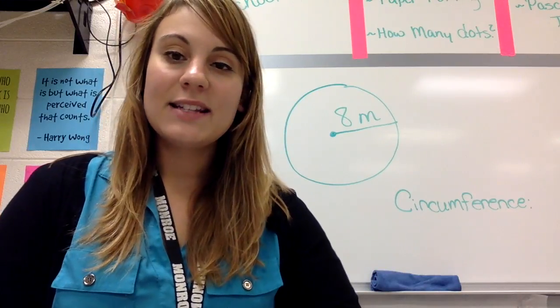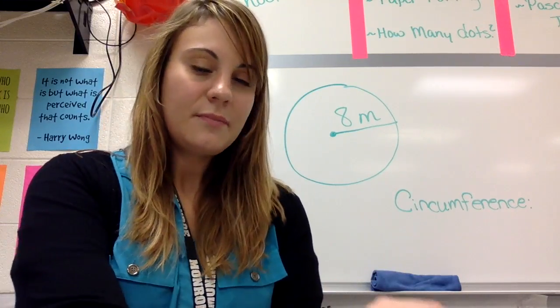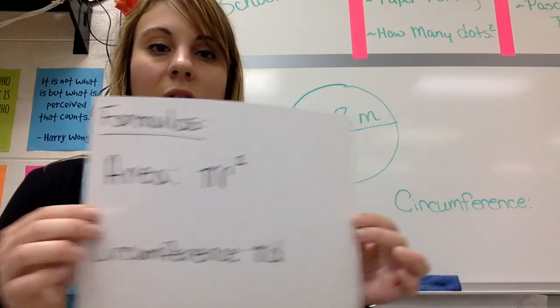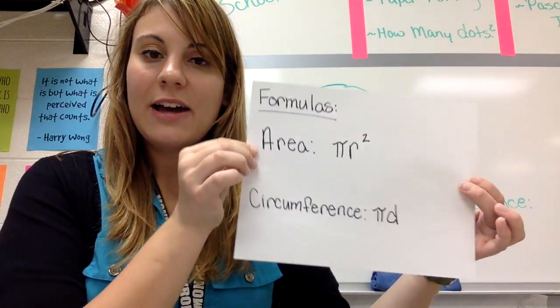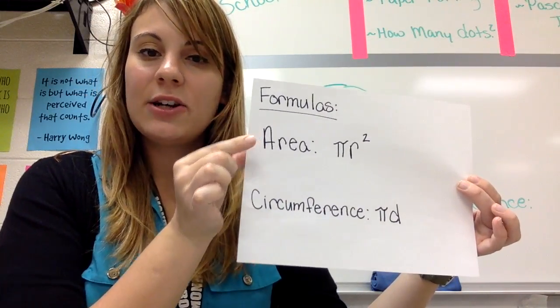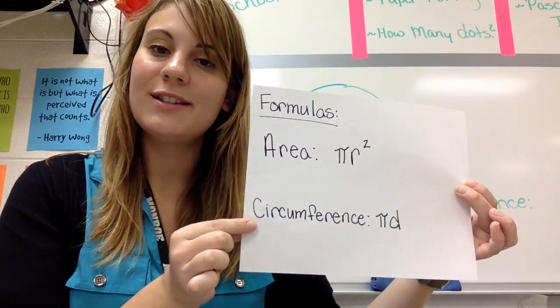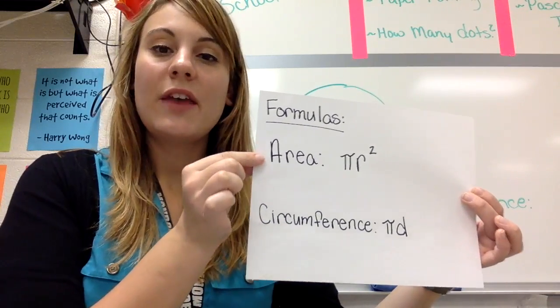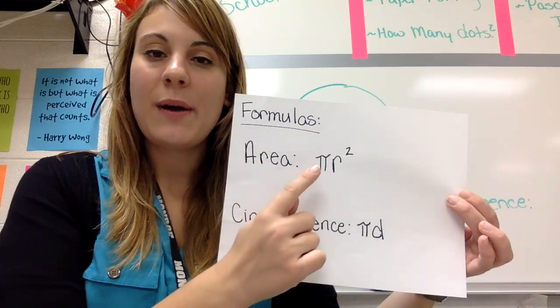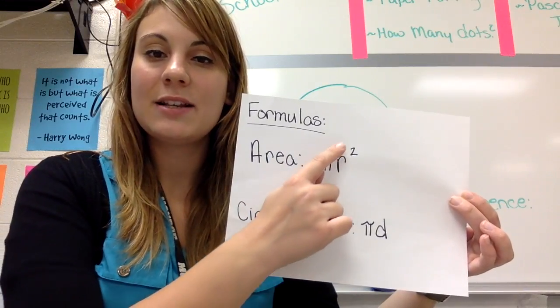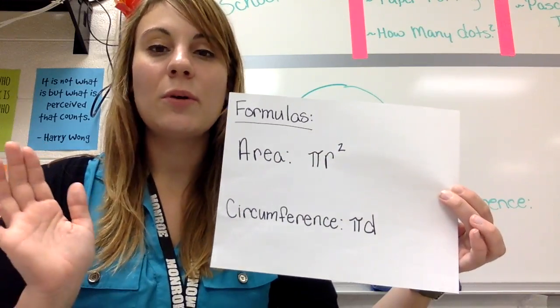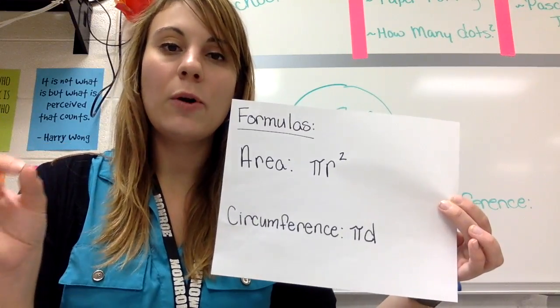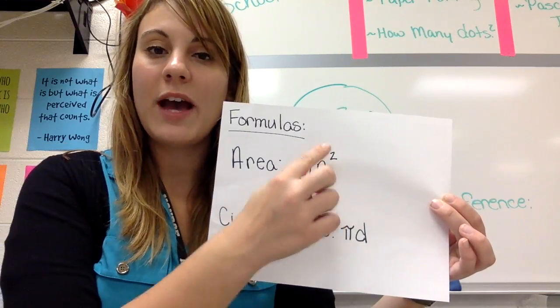And then some formulas for you. I want you to know for today how to find the area of a circle and how to find the circumference of the circle. The area is going to be pi times the radius squared. It's very important to remember when we do this, we need to use proper order of operations. The exponent comes first.